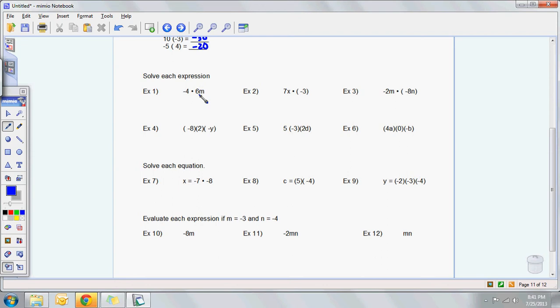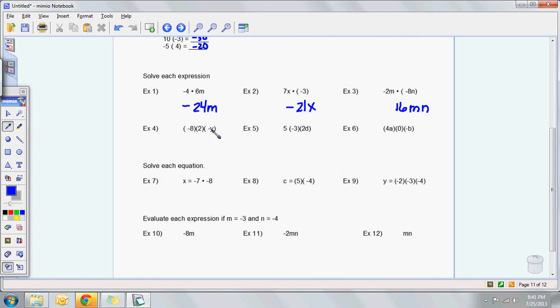So, solving these expressions. Now, this is a little different from adding too. Notice that we have variables. These aren't like terms, but that's okay for multiplication. You're just going to tack that onto the end. So, negative 4 times a negative 6m, same signs, so my answer is going to be positive 24, and I'm going to tack that variable on at the end. 7 times a negative 3, different signs, so negative 21x. Same sign, so my answer is going to be positive, and I'm going to tack on both of those variables at the end.